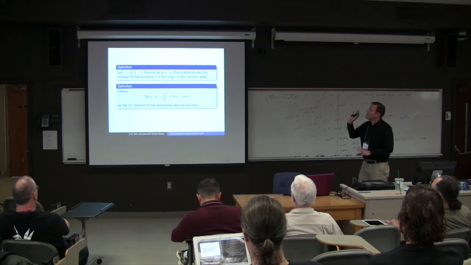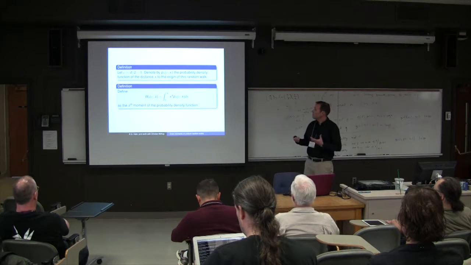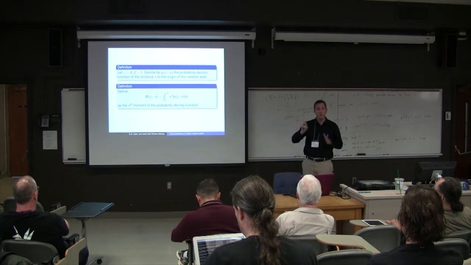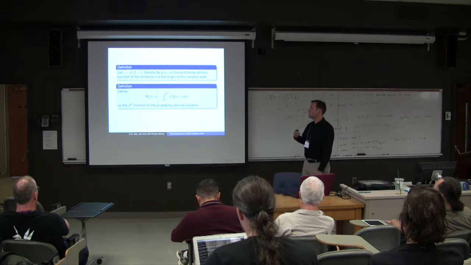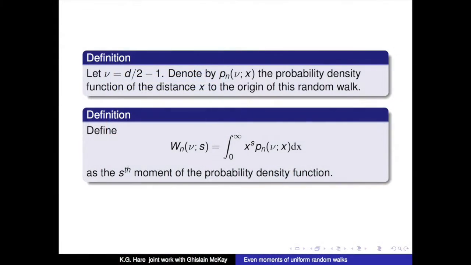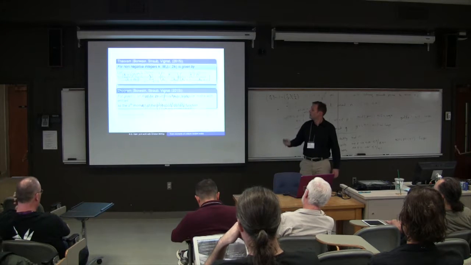And for convenience, we let nu be the dimension over 2, minus 1, so we're going to look at even dimensions. And then we're going to let P_n of nu, x be the probability density function that after n steps, you will end at distance x from the origin. And if you've got a probability density function, you can look at moments. So we'll look at the s-th moment of this probability density function, and we'll call this W_n.